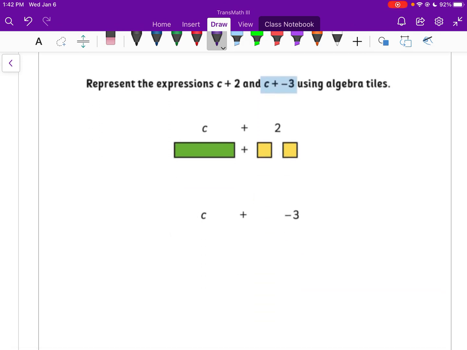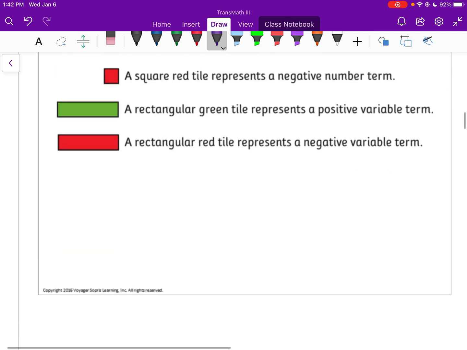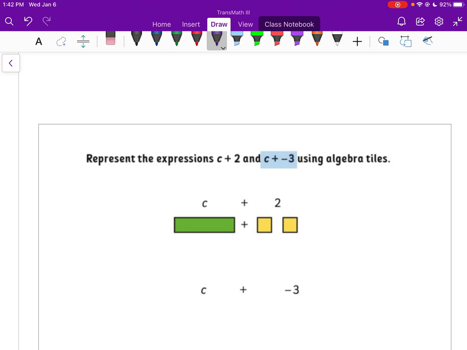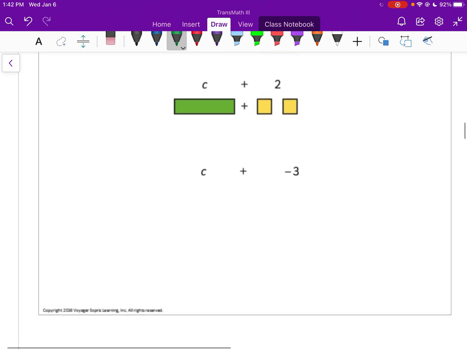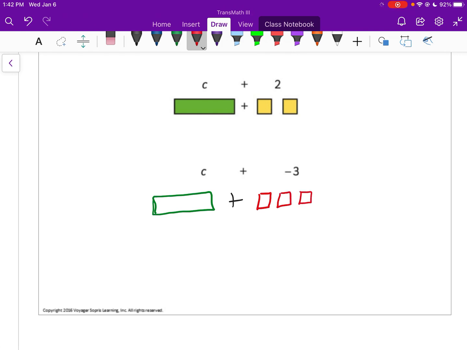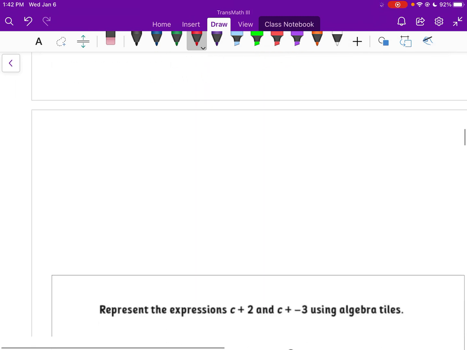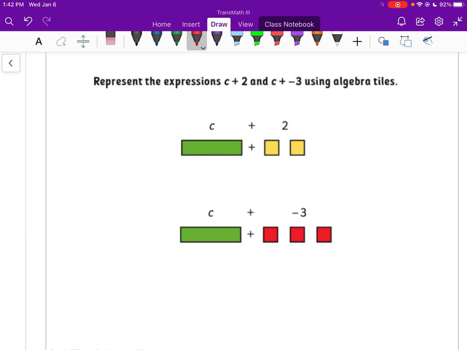So in this first example, c plus 2. c is positive, so that's why we used a green rectangle to represent it. And then plus 2, so positive 2, which we had those 2 yellow squares. On the next one, we've got c plus negative 3. A positive c, which is a positive variable, so we're going to use a green rectangle for that one. Plus negative 3, and again, those negative numbers we represent with red squares. So for this one, that is what the algebra tiles would look like for the expression c plus negative 3. And we'll see that here as well.